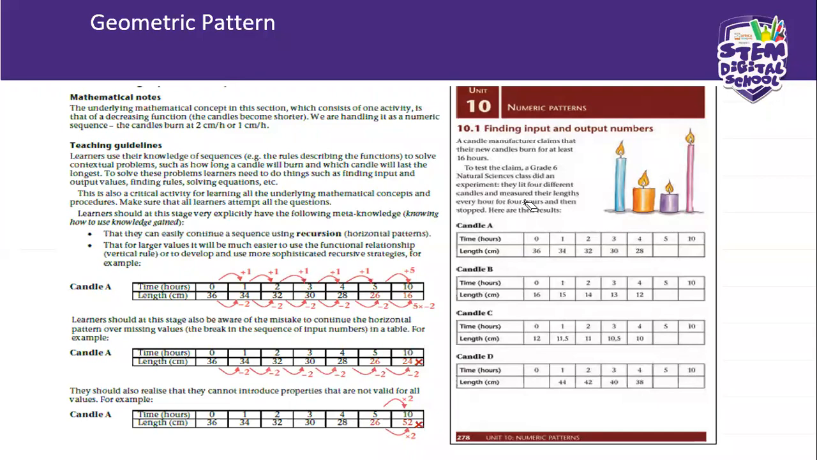So now we found our rules here. This one keeps on losing 2, this one keeps on losing 1, C keeps on losing a half, and D keeps on losing 2. We found that rule. We worked it out perfectly.